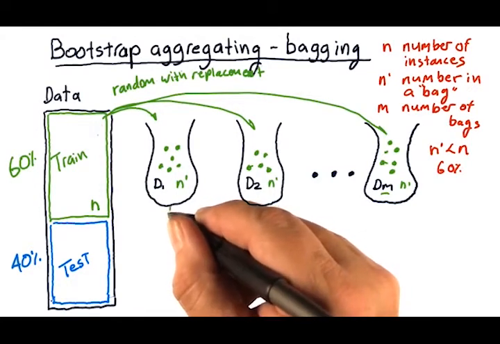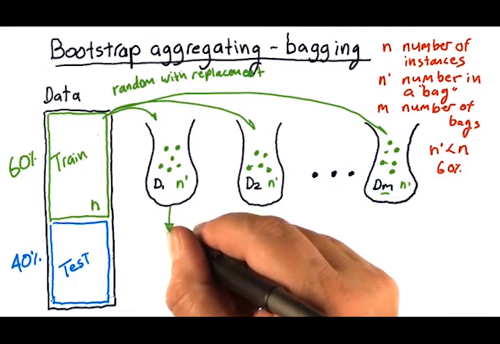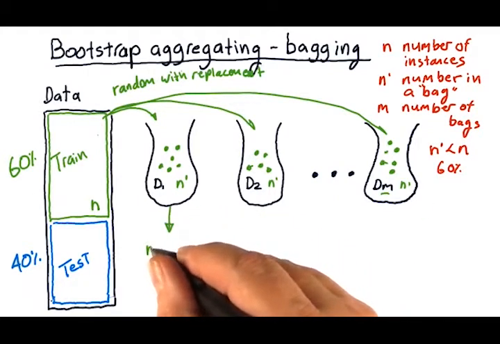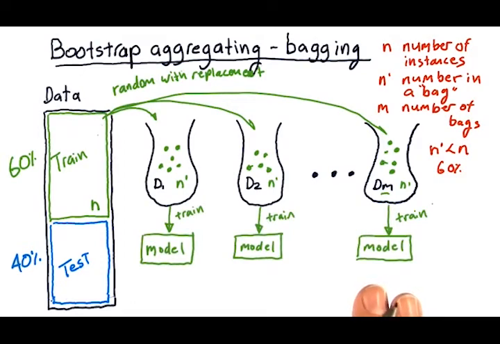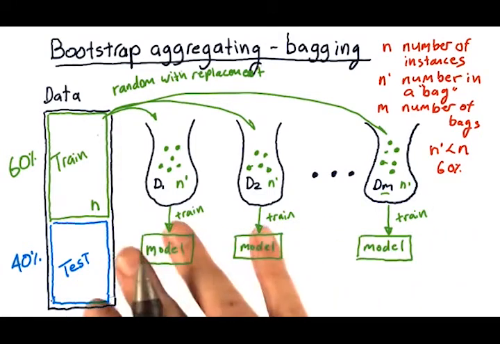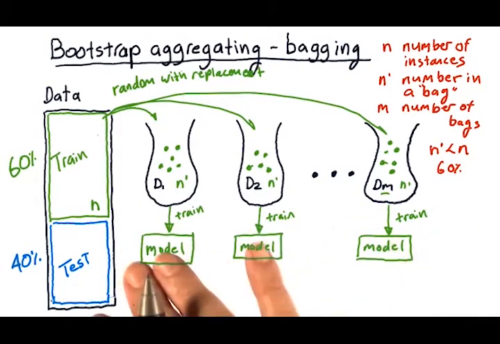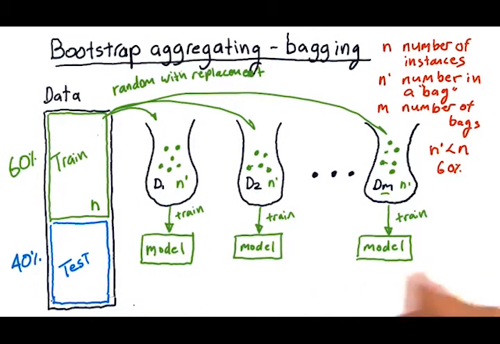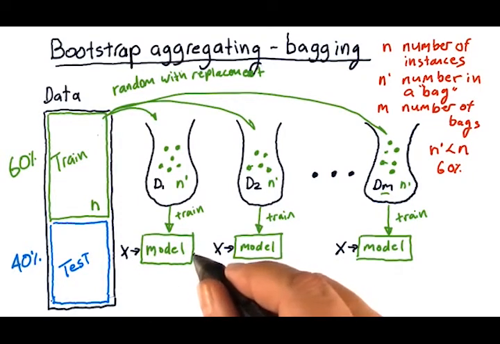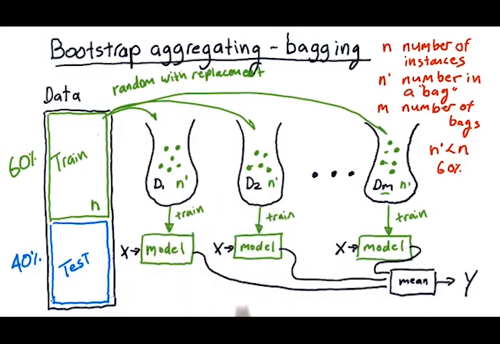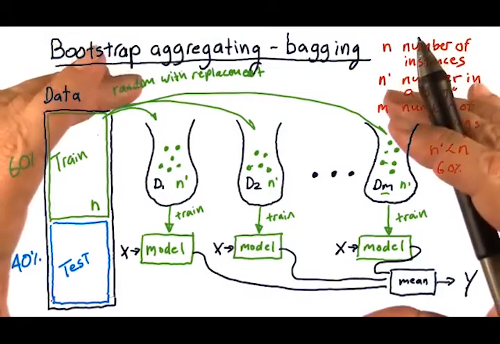Now we use each of these collections of data to train a different model. We have now m different models, each one trained on a little bit of different data. And just like when we have an ensemble of different learning algorithms, here we have an ensemble of different models. We query in the same way. We query each model with the same x, and we collect all of their outputs. We take the y output of each model, take their mean, and boom, that's our y for the ensemble.